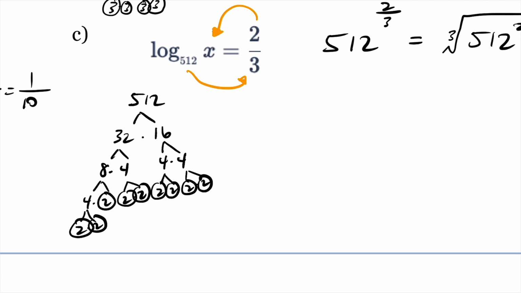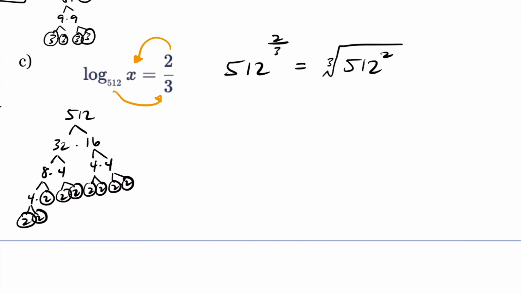Did I count them all? No, I think I should have 1, 2, 3, 4, 5, 6, 7, 8, 9. Yep, that's right. 9 2s. So how many 2s do I have total if I have 9 2s for 512? 18 2s total. Looking for groups of 3, so how many do I have? There you go. 2 to the 6, which is the same thing as 64.